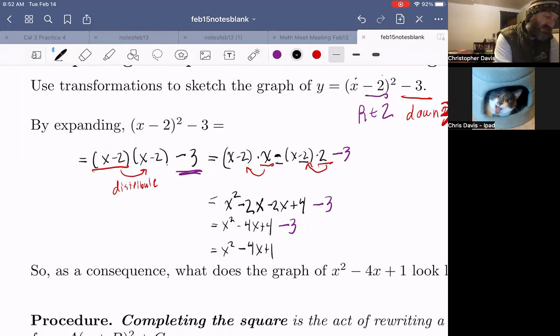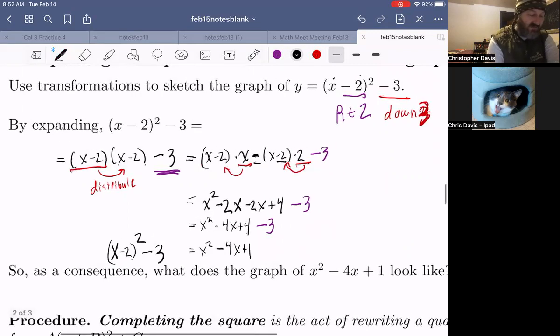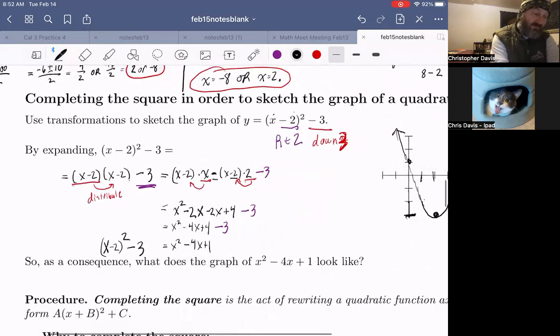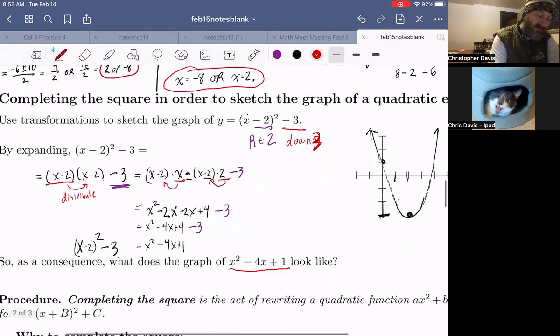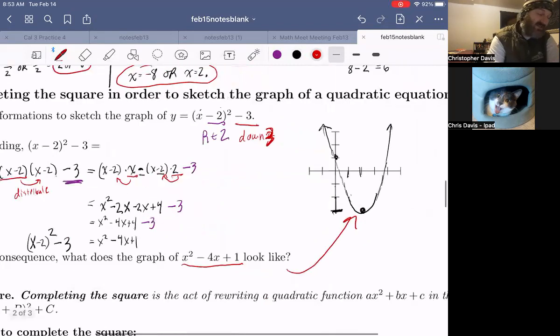So I'm going to write this down. (x minus 2) squared plus 3 is the same as x squared minus 4x plus 7. As a consequence, what does the graph of this function look like? It looks like the graph of that function because they're the same function.